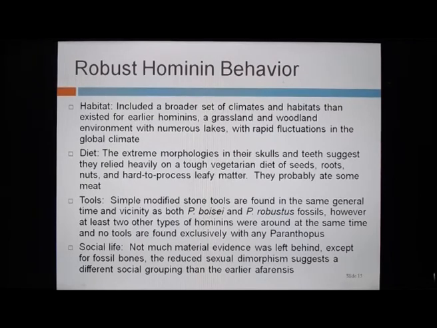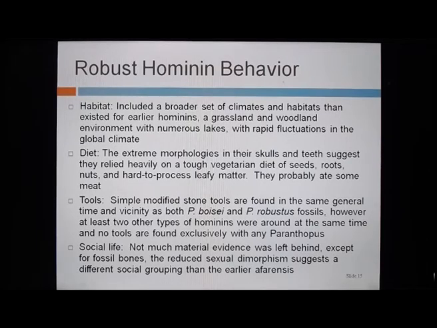Tools. Simple modified tools are found in the same general time and vicinity as both boisei and robustus fossils. However, at least 2 other types of hominids were around at the same time, and no tools were found exclusively with any Paranthropus. The genus is Paranthropus. Robustus, aethiopicus, and boisei are the species. And that's why the stone tools haven't been associated with these earlier hominids. And these earlier hominids had a brain size between 350 and 400 cc's, still around the size of an ape.